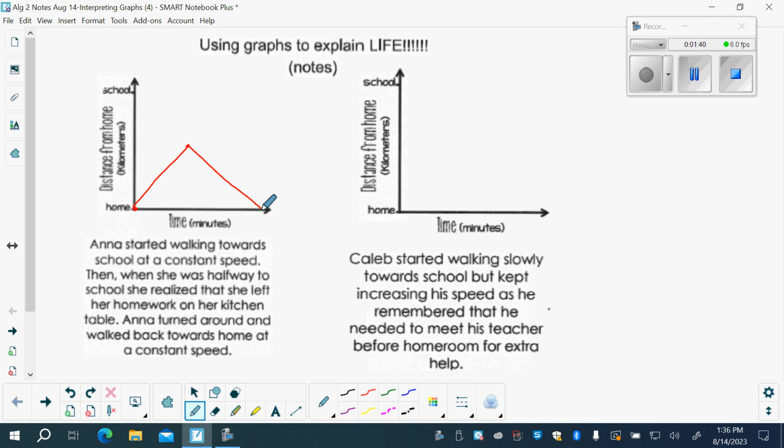So I should have talked about this. This side is distance from home, and this side is time in minutes. Okay, so here we have the distance, and here we have the time.